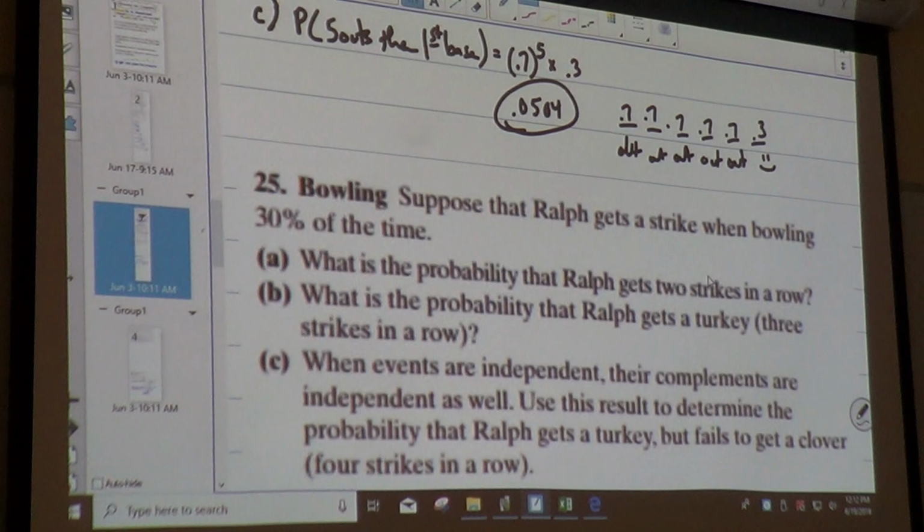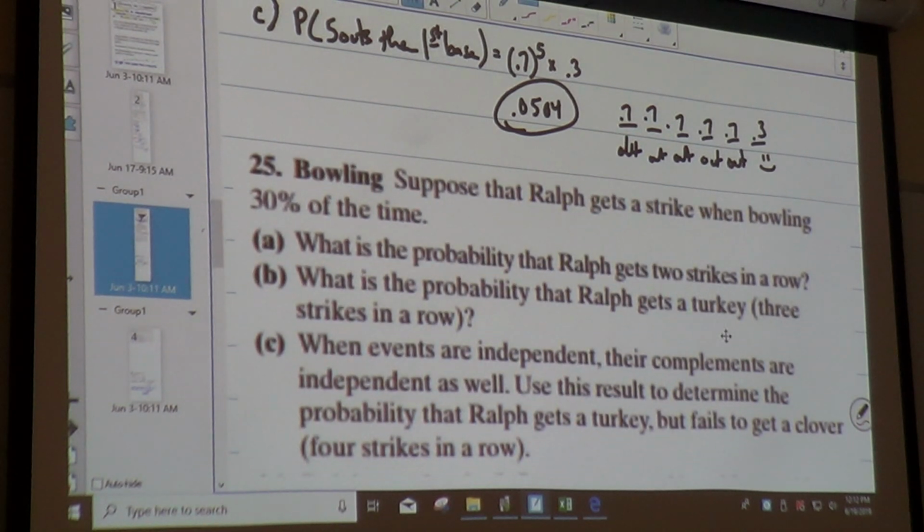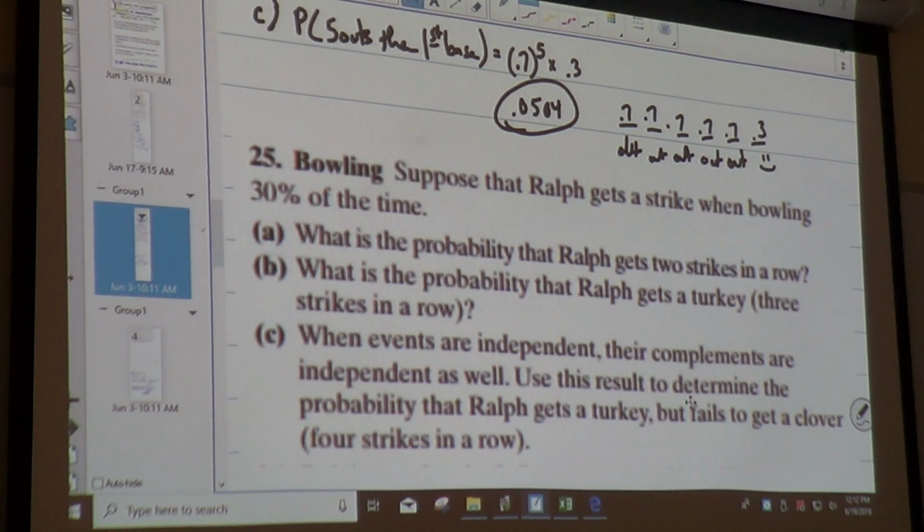Okay, I am not a bowler. Do we have any bowlers in here? Bowlers? Travis is a bowler. Do we know what a strike is? A strike is when you knock all the pins down in one swoop. Ralph gets a strike when bowling 30% of the time. So 30% means he's kind of good. 30% of the time, he knocks them all down. Strike.